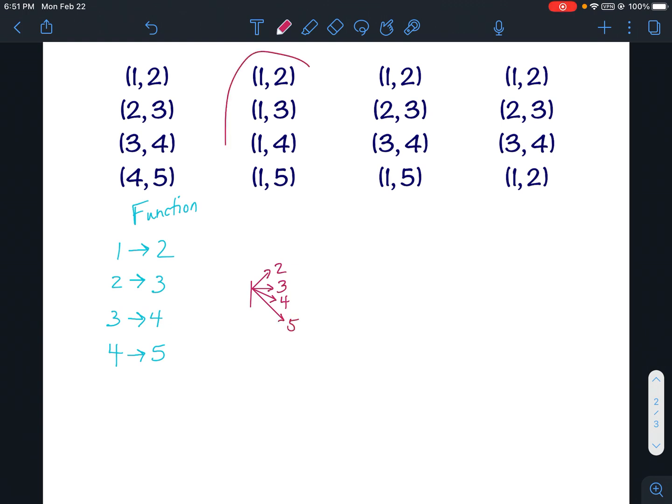So for this second column of ordered pairs or relations, the input 1 has 4 outputs. You should just be following along. You don't need to write this down. Just follow along. So the input 1 has 4 outputs. Because it has more than one output, this is not a function.